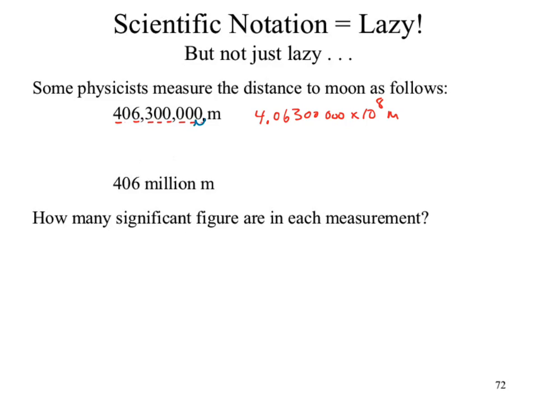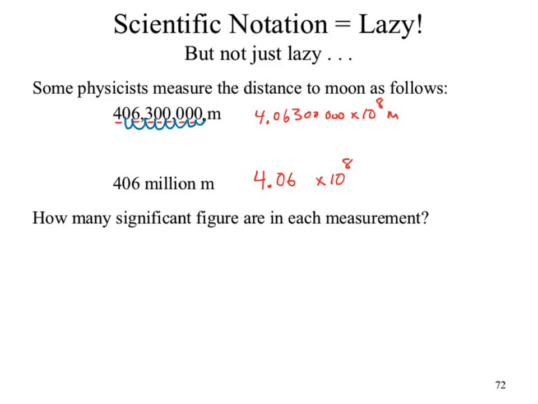I totally thought it was 8. 1, 2, 3, 4, 5, 6, 7. It's 8. Oh, counting sig figs. Sorry, I see what you're saying. Yes. Okay. How about the next one down? 406 million. How do I convert that to scientific notation? 4.06 times 10 to the, still going to be 8, because it's still a million.